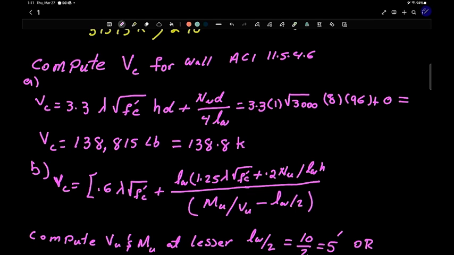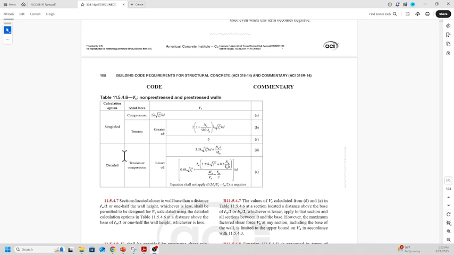All right, next we're going to compute Vc, and that's per ACI 11.5.4.6. Here's the code right here. I don't know where they moved it to in 318.19, but we're going to use this equation and this equation. It says for tension and compression, take the lesser of these two values. Then down here it says the equation shall not apply if Mu over Vu minus lw over 2 is negative. I don't think we're going to have that problem.